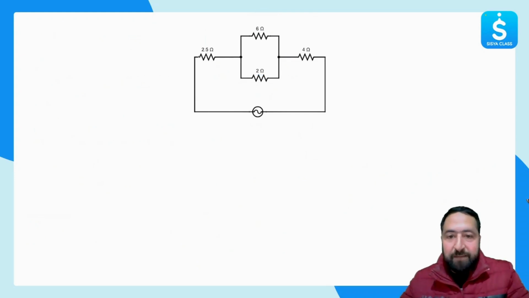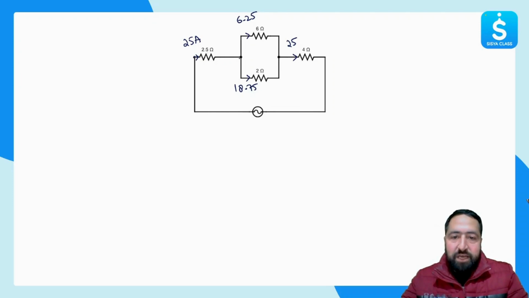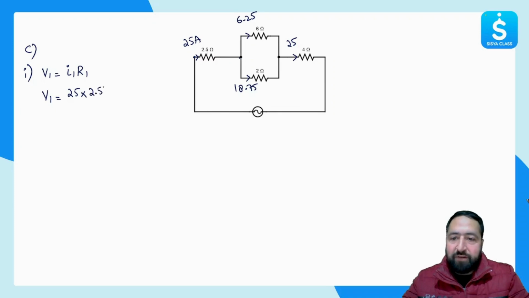It is easy, guys. See, current flowing through this is 25, current flowing through this is 6.25, current flowing through this is 18.75, and current flowing through this is again 25. Very good. Now I need to find the potential difference across each resistor. See part number 1. Now I need to find the V1 here. V1 equals I1 R1. What is I1 equal to? 25. What is R1 equal to? It is 2.5. Got it?